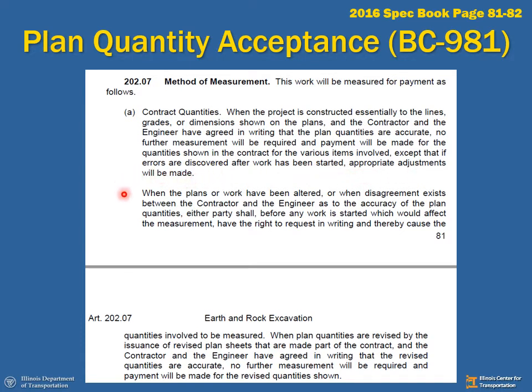It doesn't mean you have to scrap the planned quantity just because you have changes in the field. You can document those, subtract them, or add them to that planned quantity and continue on. Even when the plans are altered by revised plan sheets, you can still revise planned quantity. However, we have to agree before we start the work. Later on, it talks about here in the revisions, if they're made part of the contract, we're good to go. So this is the first instance, 202.07a, where IDOT in the spec book describes this planned quantity acceptance.